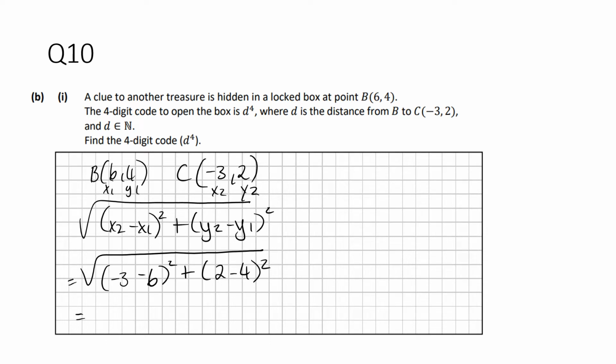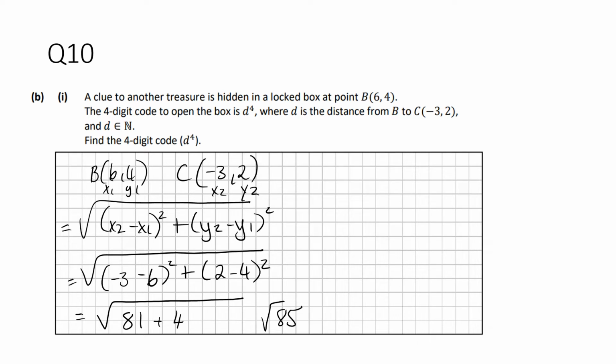When you put that into the calculator, you get -9 squared, which is 81, and then 2 take away 4 is -2. -2 squared is 4, so that's the square root of 85. So that's the distance from B to C.